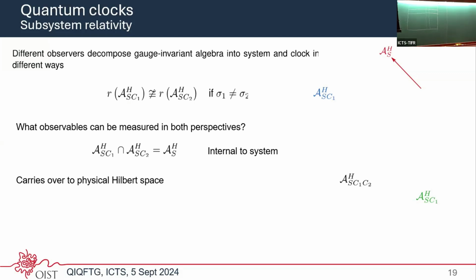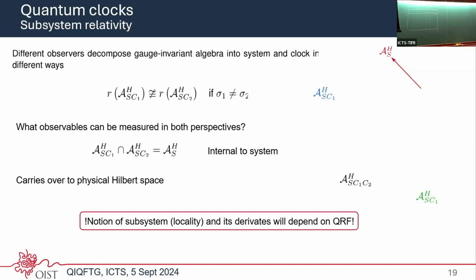However, we know that if our system algebra is of type 3, then those elements are just the identity, just complex scalars, so it's kind of a trivial algebra. But since we have different observers with different clocks, with different properties, they decompose the total gauge invariant algebra in different ways. We get that notions that depend on the definition of subsystem, like temperature, or in our case entropy, will in general depend on the quantum reference frame you choose to describe the system.